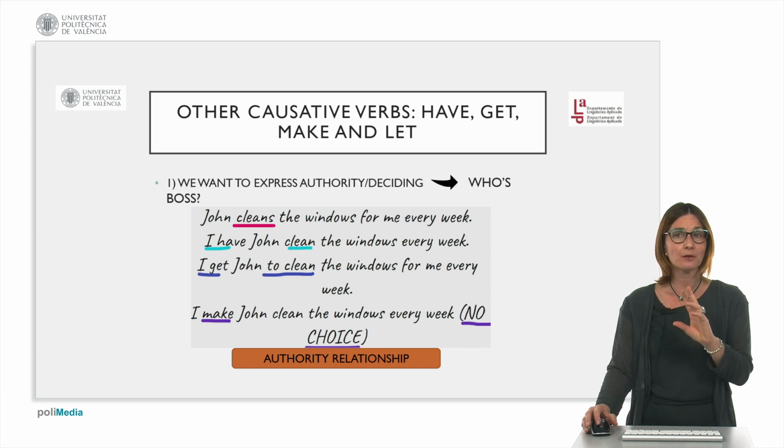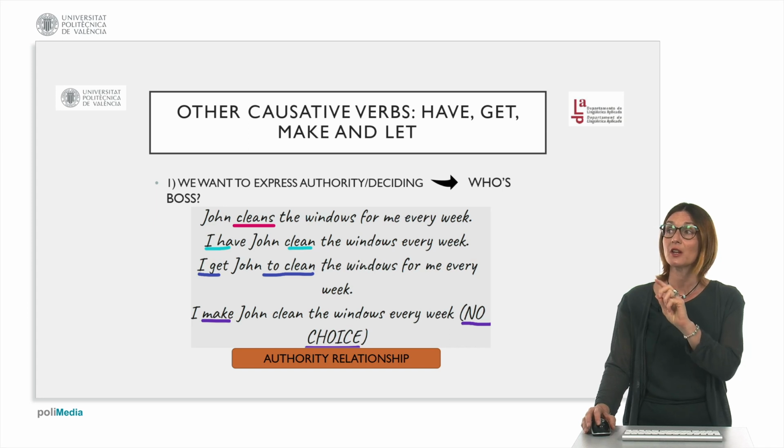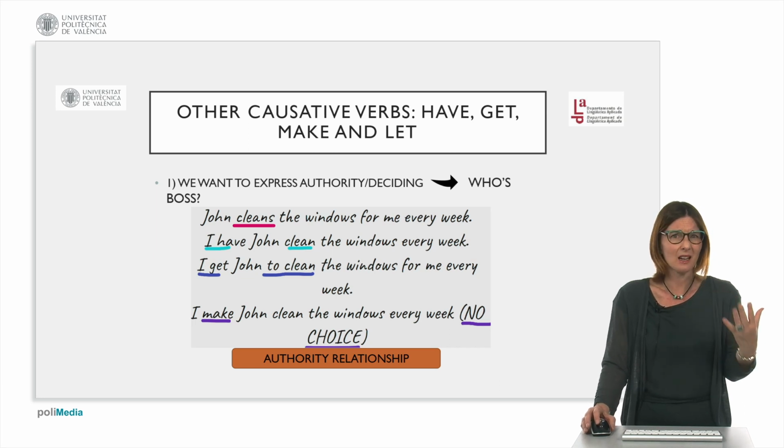Just notice there is a difference in the structure. We have I have John plus the bare infinitive, infinitive without to, and I get John plus the to infinitive to clean the windows for me. Right, so in these 2 situations, what is the difference between these sentences? Well, if you pay attention, in the second and the third, John has become the object, and I have become the subject. So the main difference is that I am expressing that I have the authority to make things happen. So I can have John clean the windows. I have the authority over John.